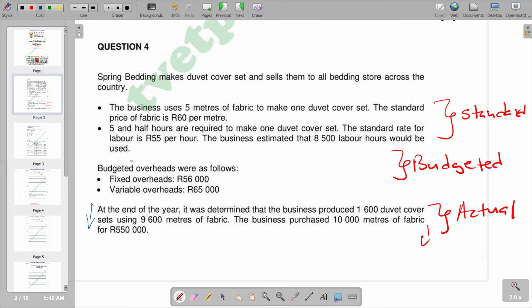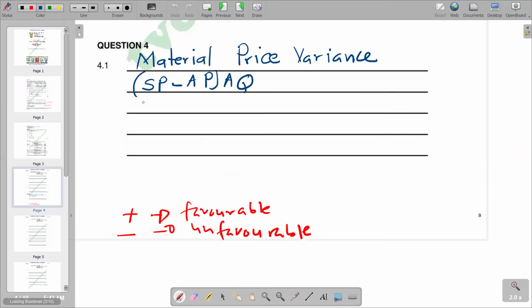So our standard price, if you come here, it is the standard rate. This is the standard rate, not the standard price. We leave it. But if you come here, first point, the standard price of fabric is 60 rand per meter. So 60 rand becomes our standard. So it means on the other section, we are going to say brackets. We've identified it to be 60.